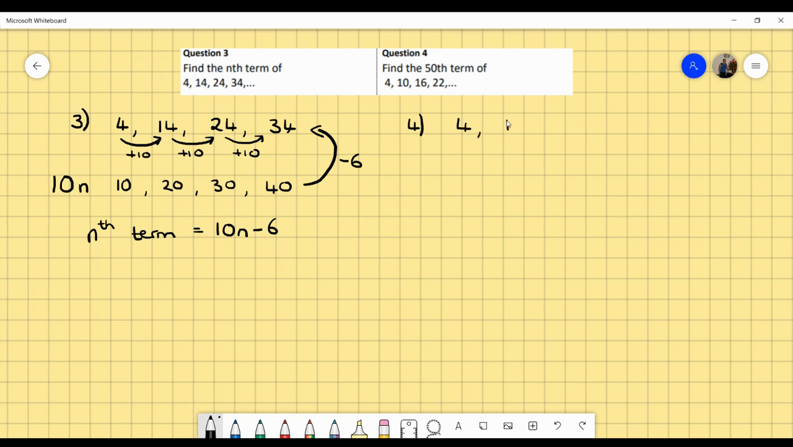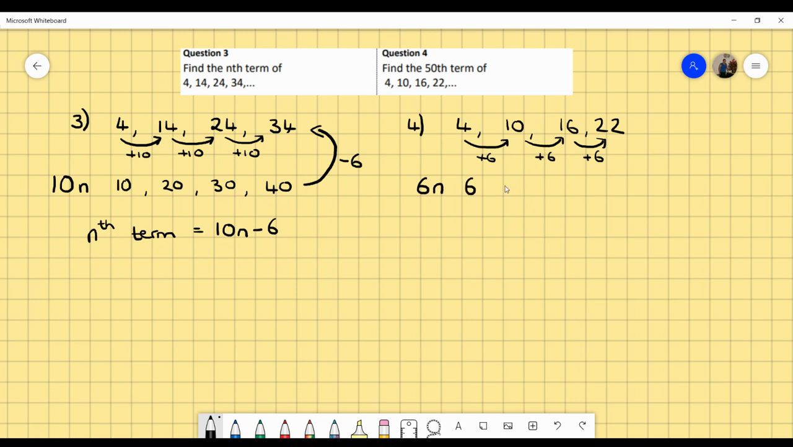So we've got 4, 10, 16, 22, and I'm going to start by finding the difference between them. Okay, so to get from 4 to 10, I add 6. To get from 10 to 16, again, I add 6. And to get from 16 to 22, again, I add 6. And you should always double check that it continues throughout. So it's going up by 6 each time, which means it's linked to the 6 times table and 6n.